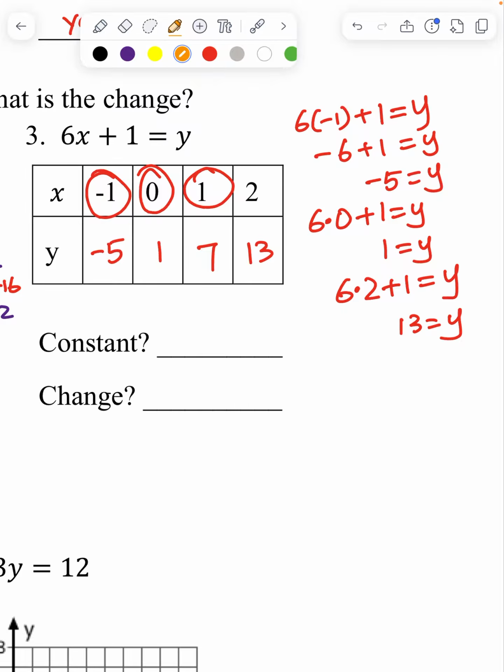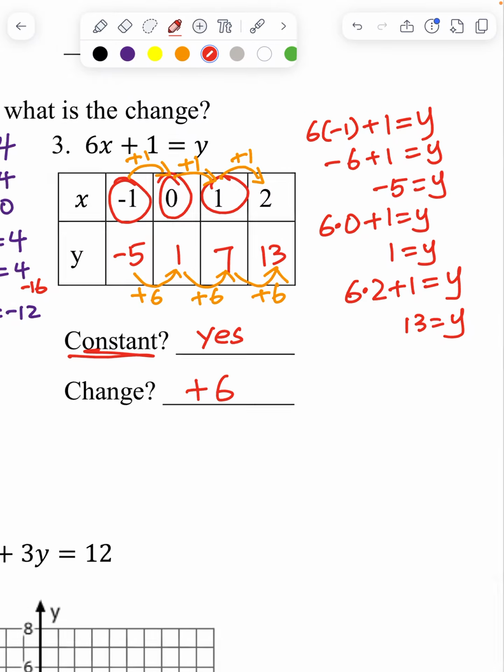Okay, now let's figure out the change. The top is always add 1, add 1, add 1, the x interval, right? Okay, let's check the bottom one. 5, we need to add 6, become 1. 1 need to add 6, equal to 7. 7 need to add 6, equal to 13. So the changes are the same. Same means constant. So we're going to put yes, it is constant. What's the change? It's adding 6, or a positive 6.